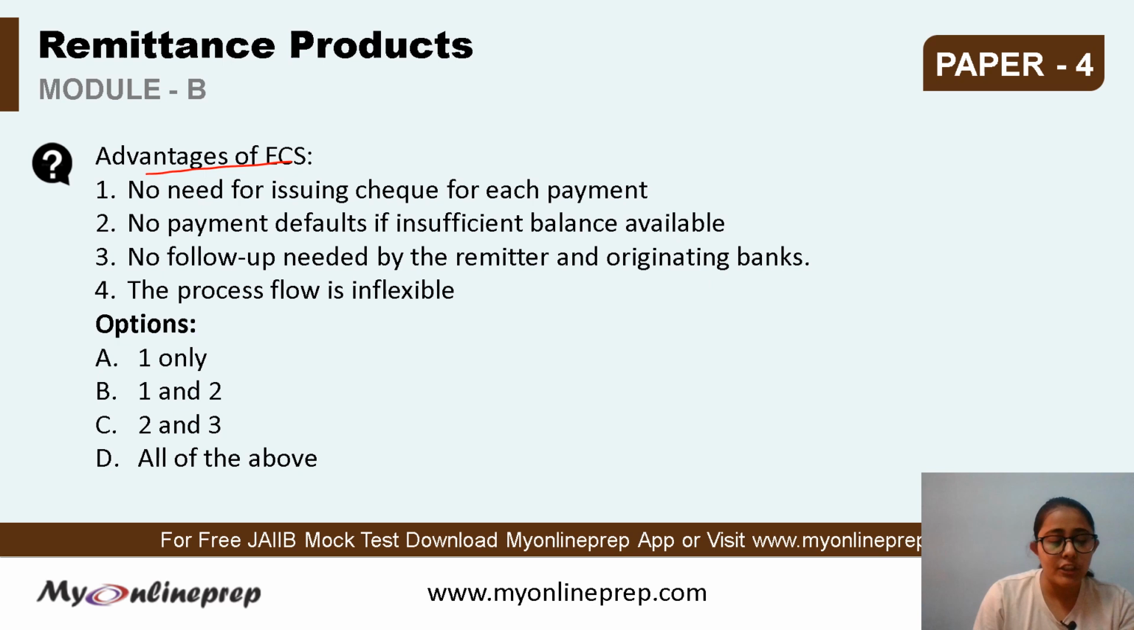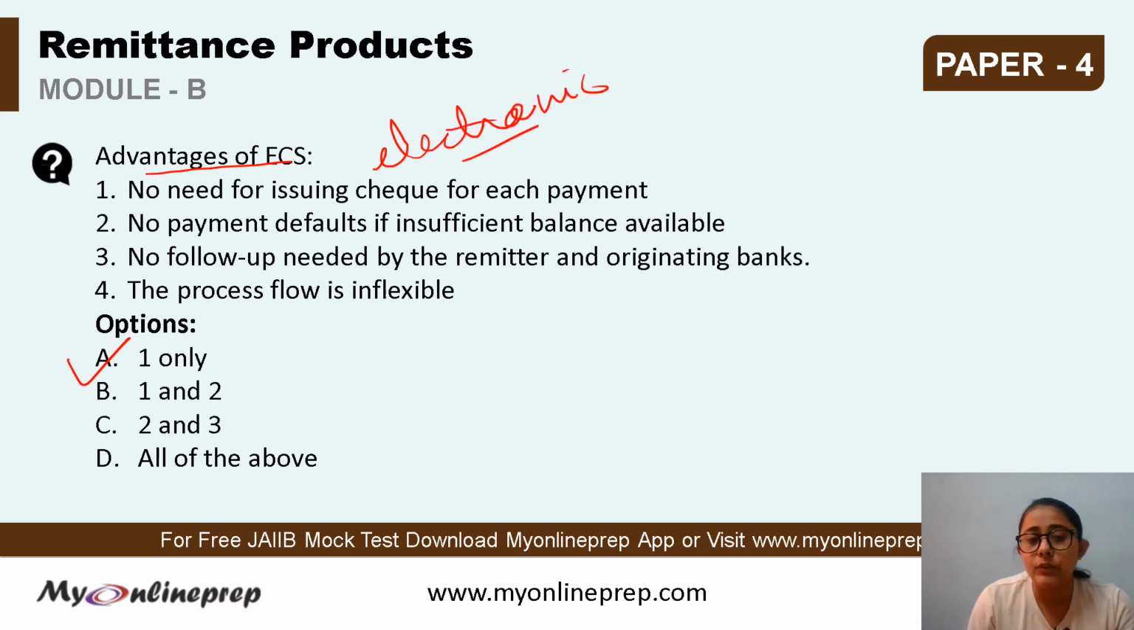So among these, the advantages of ECS, the electronic clearing service transactions, the advantage is 1 only, that is there is no need for issuing the check for each payment because it is done electronically. It is done इलेक्ट्रॉनिकली, तो यहाँ पे चेक की जरूरत नहीं होती. बाकी जो स्टेटमेंट्स दिए हैं, no payment default if insufficient balance available, नहीं, अगर insufficient balance होगा अकाउंट में तो ये पेमेंट डिफॉल्ट होता है, so this cannot be right. Then the follow-up needed by the remitter and originating banks, follow-up is there, so this is wrong, and the process flow is inflexible. It actually provides us a flexible process, so this is also not right. So the correct advantage of ECS is that there is no need for issuing check for each payment.